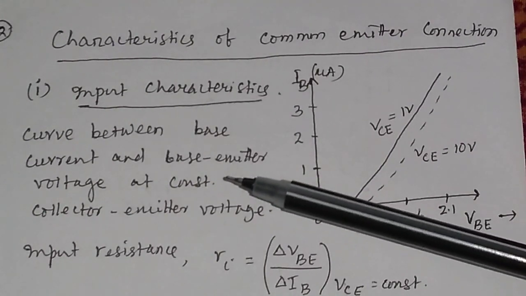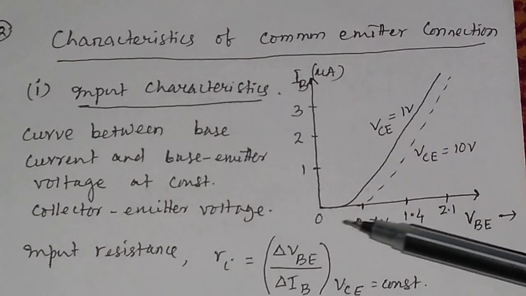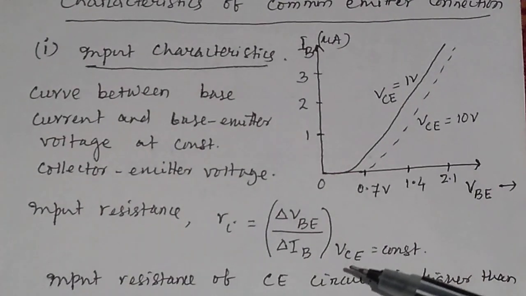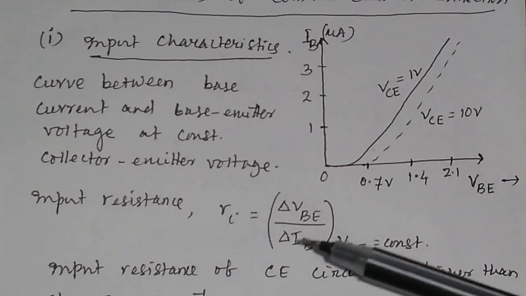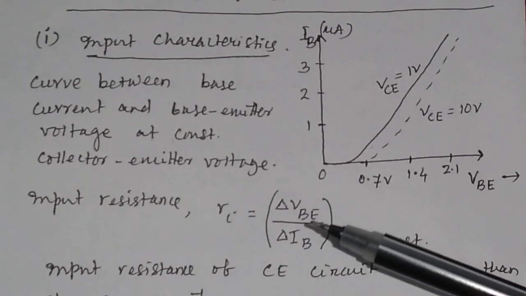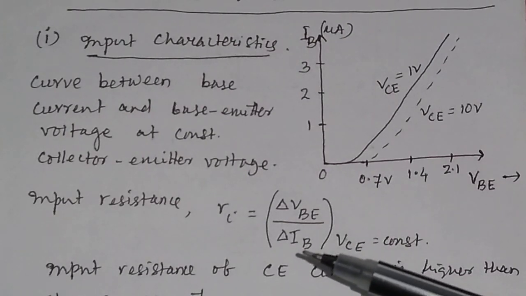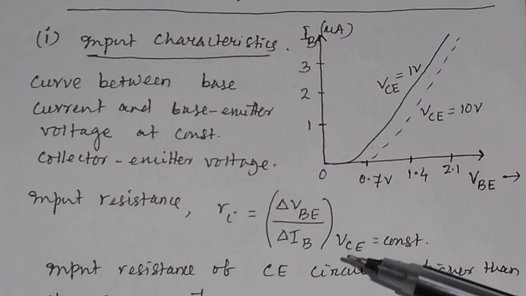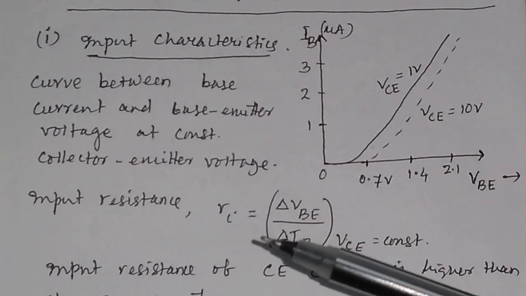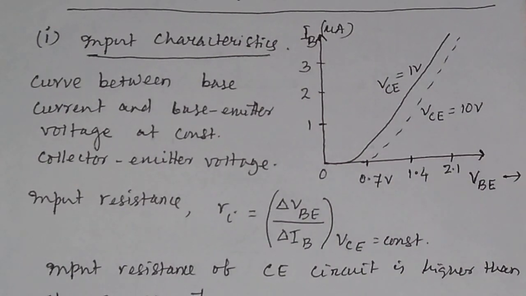So what will be the input characteristics for the common emitter configuration of the transistor? The curve between base current and base emitter voltage at constant collector emitter voltage is called the input characteristics. The input resistance Ri is basically written as delta VBE, the change in base emitter voltage, to the change in base current at constant collector emitter voltage. This will give you the input resistance, and the graph is called the input characteristic graph.